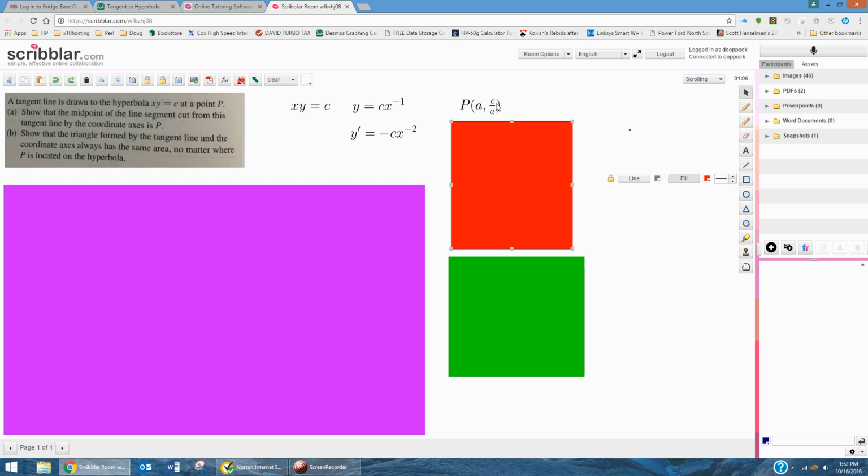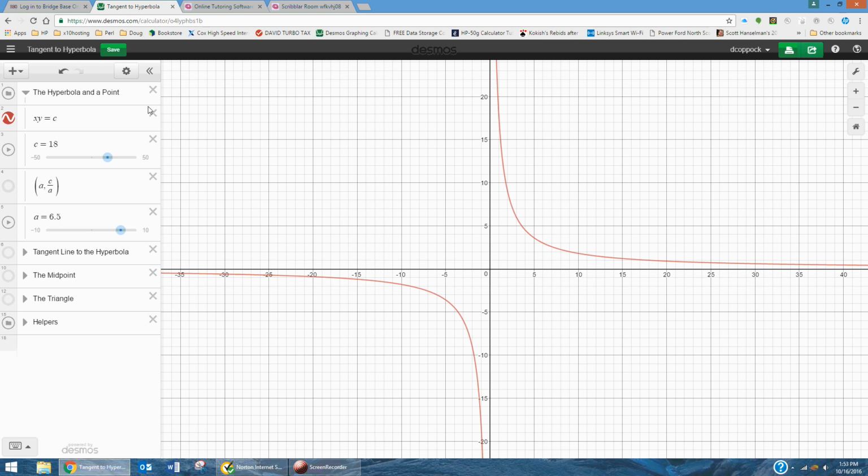Okay, and also, since I'm going to probably have to write the equation of the tangent line, I found the slope of that tangent line at this point by plugging a into the first derivative. So if I put a in for x, I'll get minus c over a squared. Now we're going to go from there and prove parts 1 and 2, but first I want to take us to the Desmos graphing calculator to show you exactly what's going on.